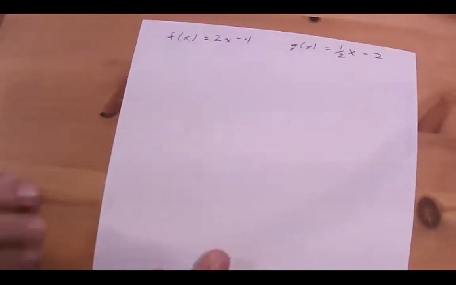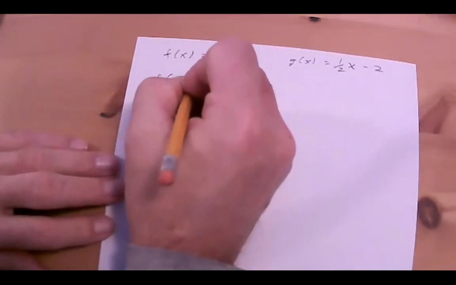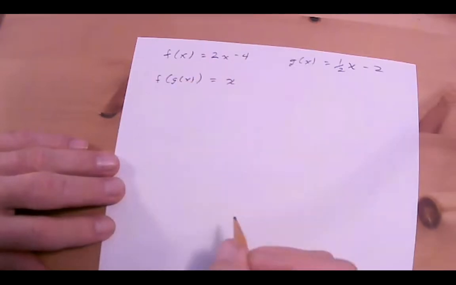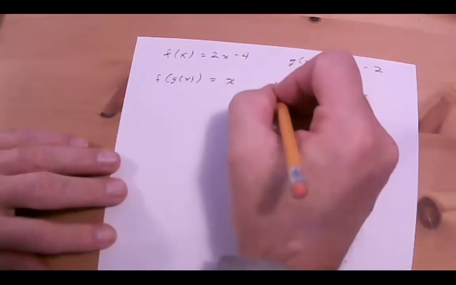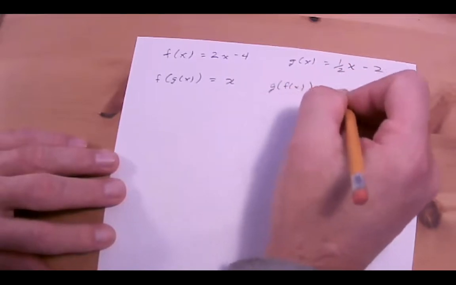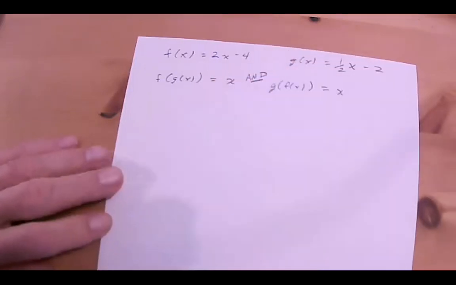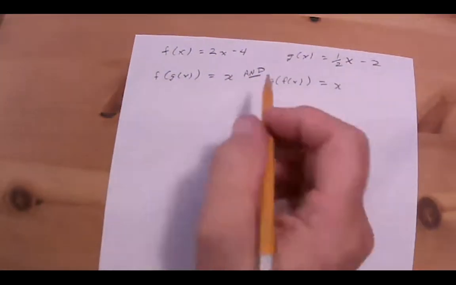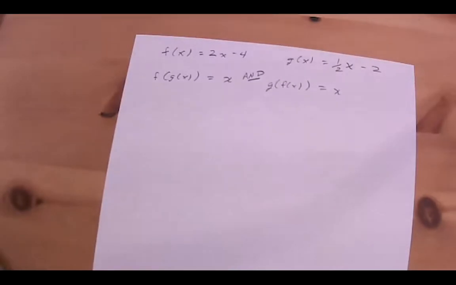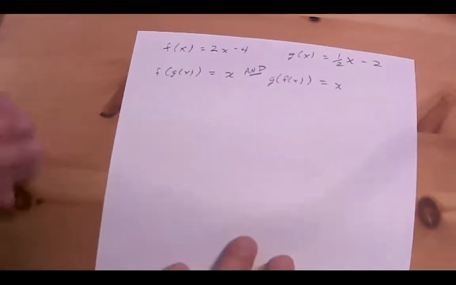Okay, as you recall, to figure out if they're inverses, we take f of g of x and we see if it equals x. If it is, then we have to test g of f of x. If that also equals x, both of those conditions must be true. If they are both true, then they're inverses. If either of them are false, then they're not inverses. So that's the test.